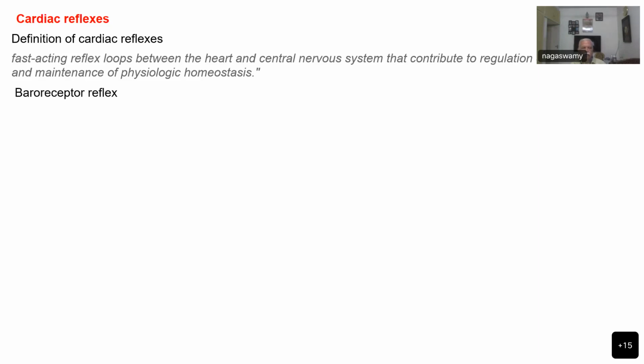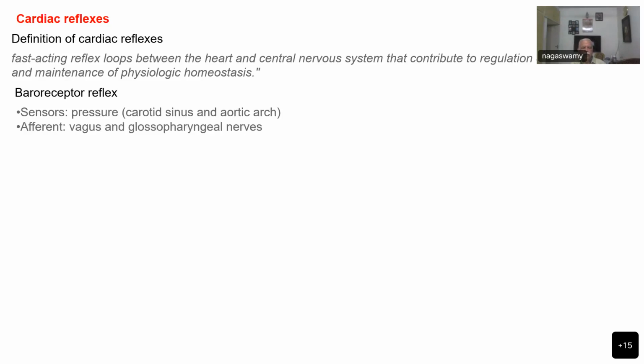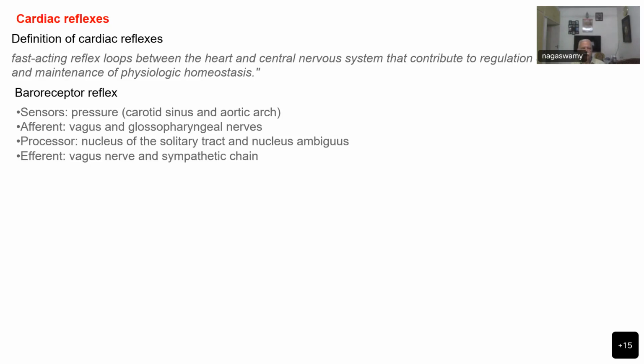So you always immediately start with the baroreceptor reflex. You say what are the sensors. It is the pressure which occurs at the carotid sinus and aortic arch, and the afferent pathway is through vagus and glossopharyngeal nerves. The processor, the center where it is getting processed, is the nucleus of the solitary tract and the nucleus ambiguus, and efferent is vagus nerve and sympathetic chain. And the effect is increase in heart rate and BP in response to fall in BP.